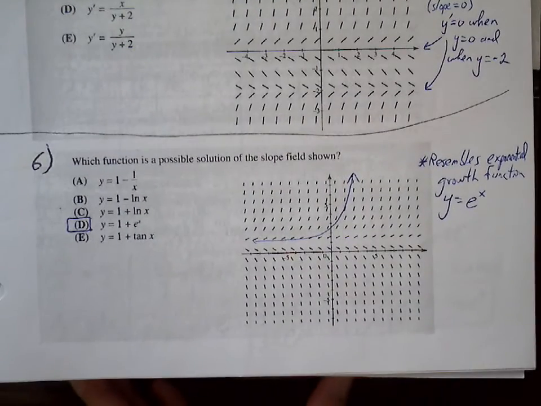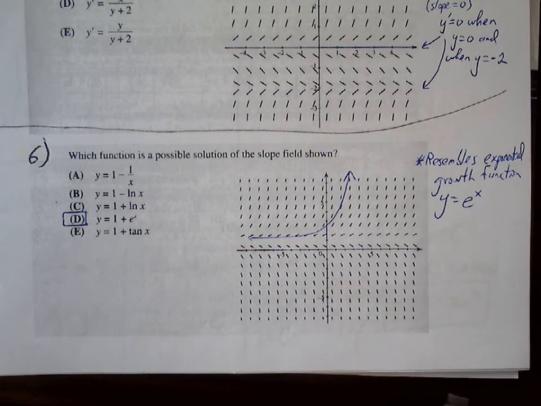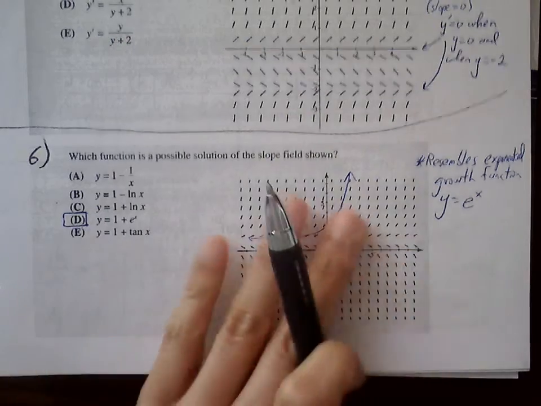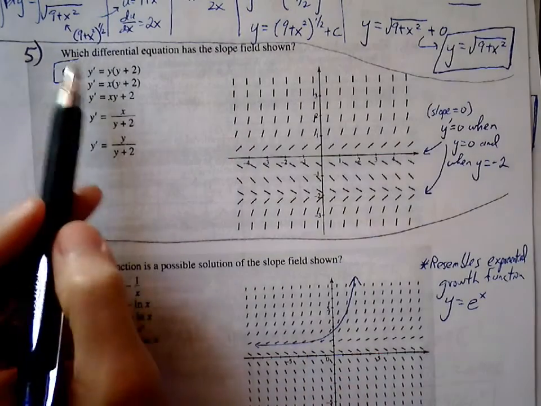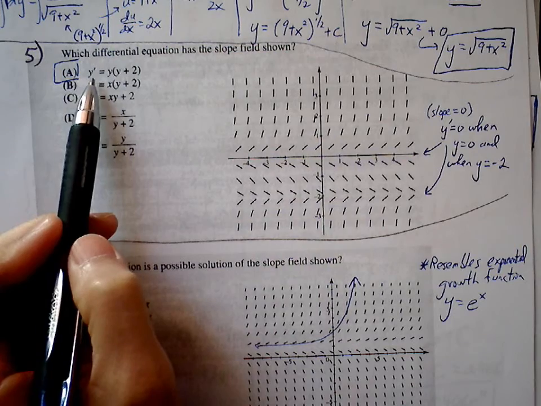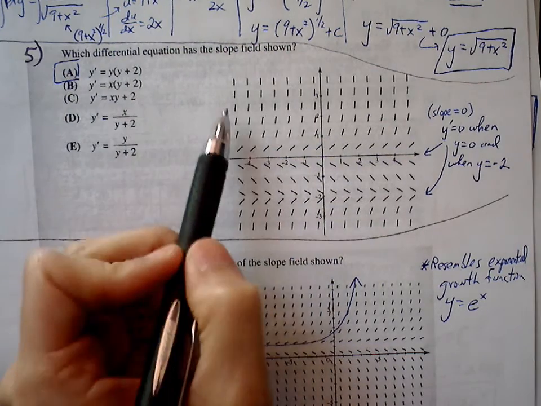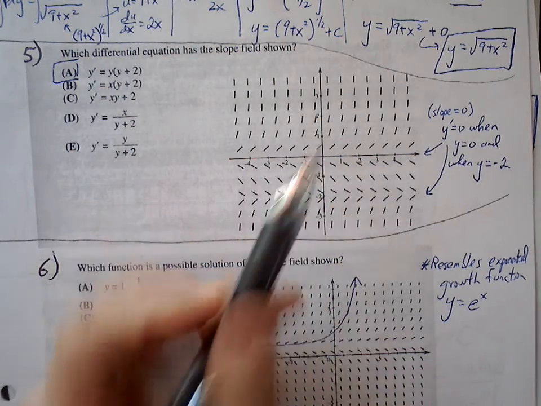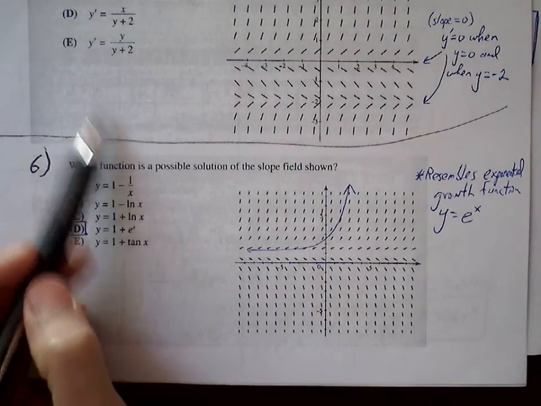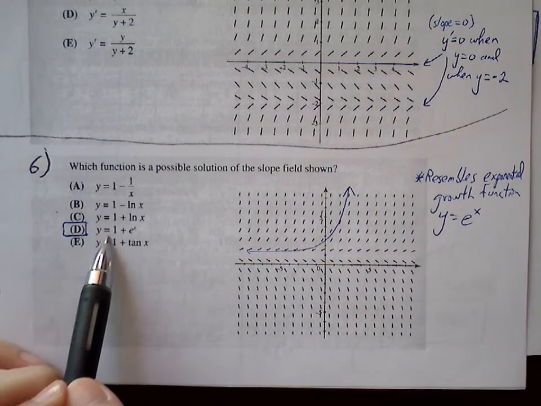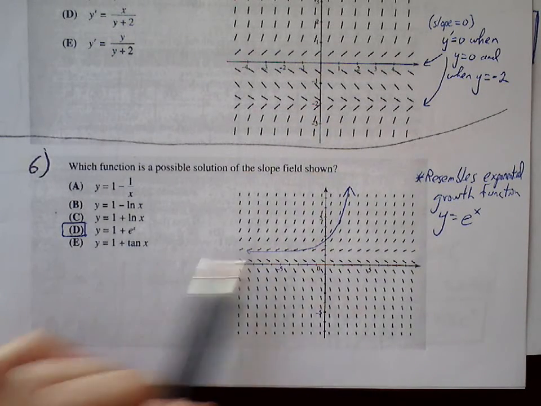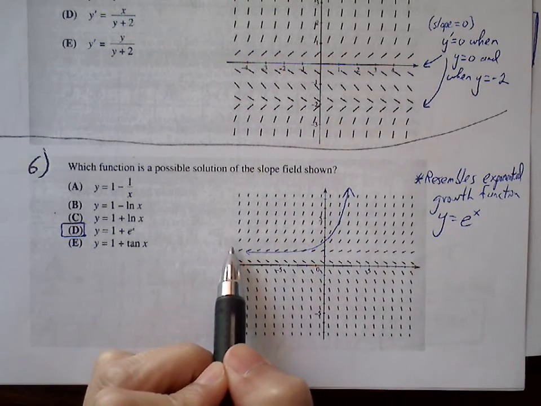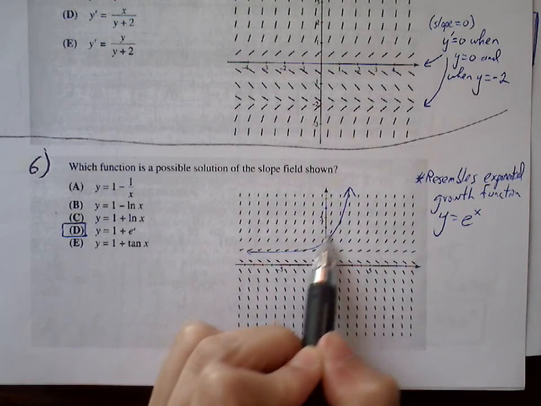All right, number 6, which function is a possible solution for the slope field shown? So what that means is, now if you look at the difference between 5 and 6, 5 are in terms of a differential equation. So these equations will give us kind of an idea as to where each of these points are graphed. Now, number 6 are not derivatives. These are general equations. So for a general equation, we're going to require a macro view of this. So we want to kind of look at the flow and the pattern of these slope fields.